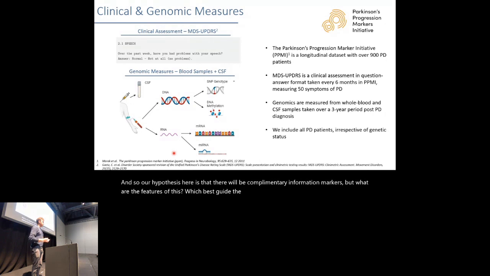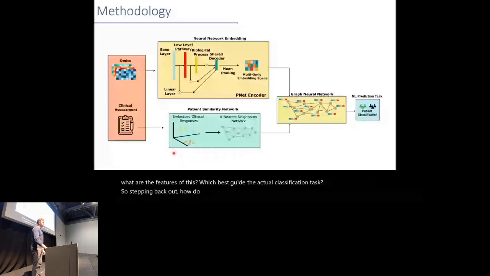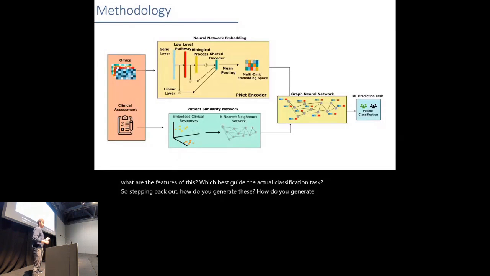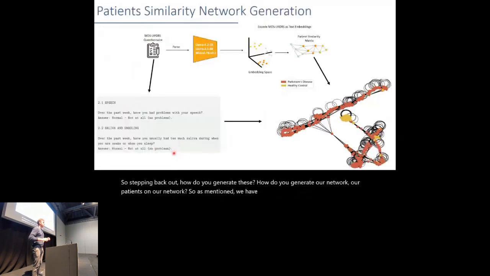So stepping back out, how do we generate our patient similarity network? As mentioned, we have our clinical assessment, and we've done several different iterations of this, looking at the different sections or parts of the clinical assessment in Parkinson's disease. We've also tested this on different LLM models, such as Llama and Mistral. From each LLM, we generate a set of embeddings, and then we measure the cosine similarity distance between patients.